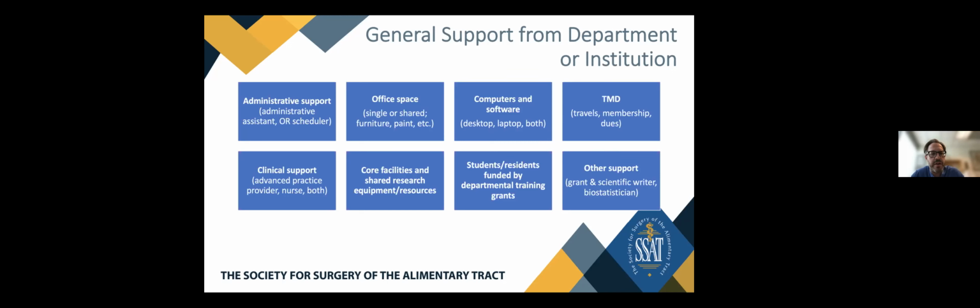On the bottom row there, you can see other things to be thinking about in terms of starting up your practice and your startup package, being clinical support, whether it's an APP, a nurse, or perhaps both, and whether you're going to have access to core facilities, shared research equipment or resources. You need to be thinking about students or residents that may be funded by the department through training grants, for instance, or other support such as grant or scientific writers, biostatisticians, as appropriate for your program.